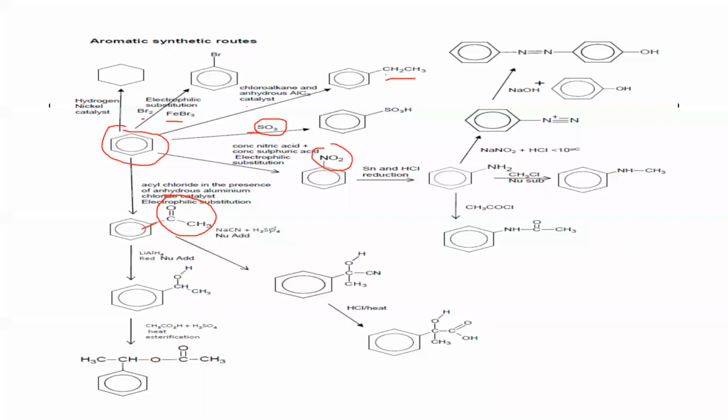If we react this with sodium cyanide and sulfuric acid, then a nucleophilic addition reaction takes place. This is actually a similar reaction to the hydrogen cyanide reaction. If we use lithium tetrahydridoaluminate, then it's a reduction reaction. Reduction means addition of hydrogen or removal of oxygen. Because if you remember, if ketone is there, we can convert them back to alcohol by this reagent.